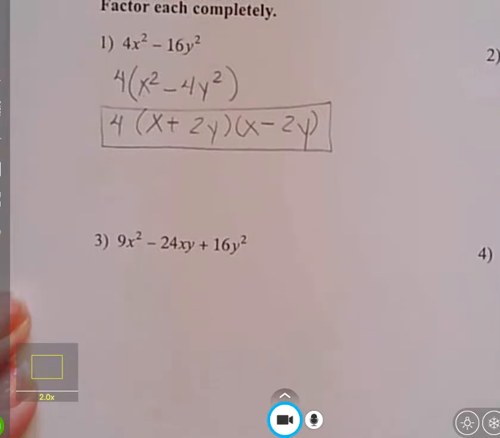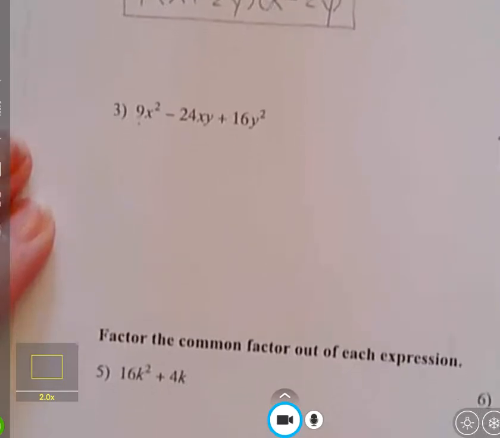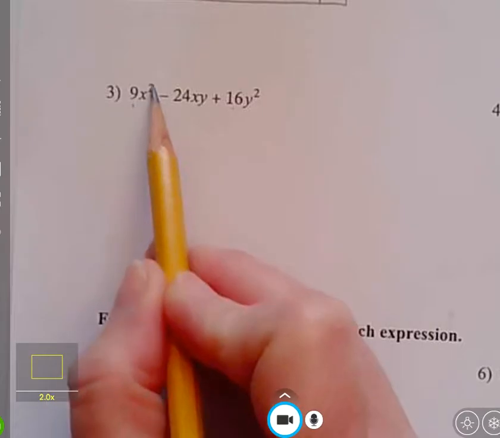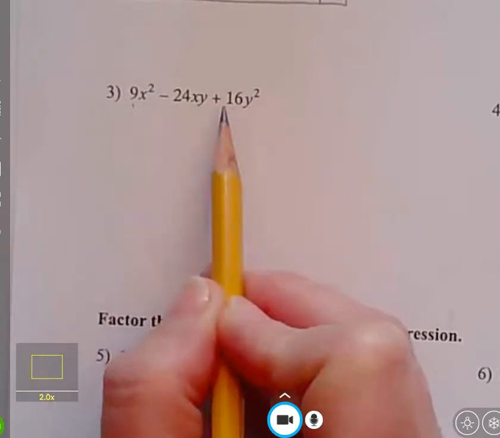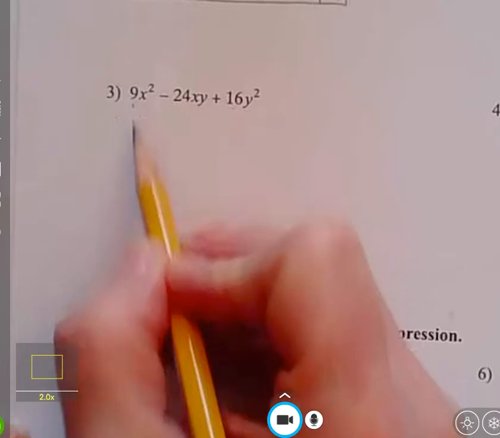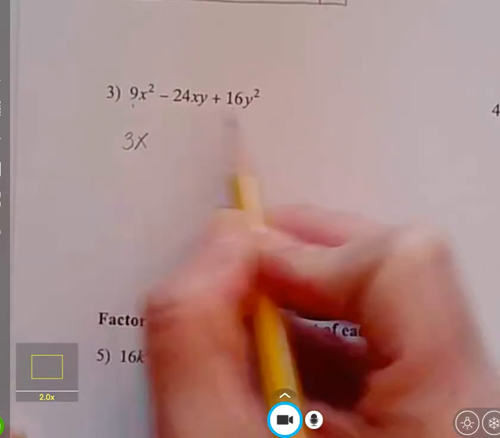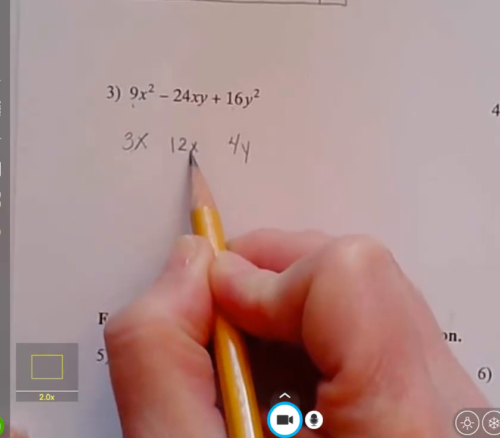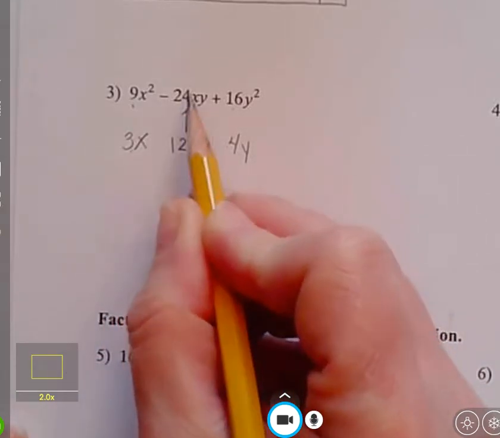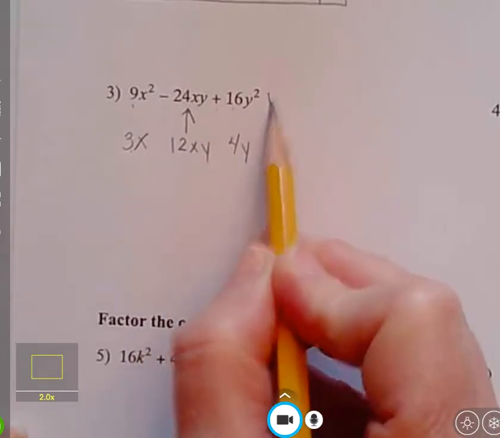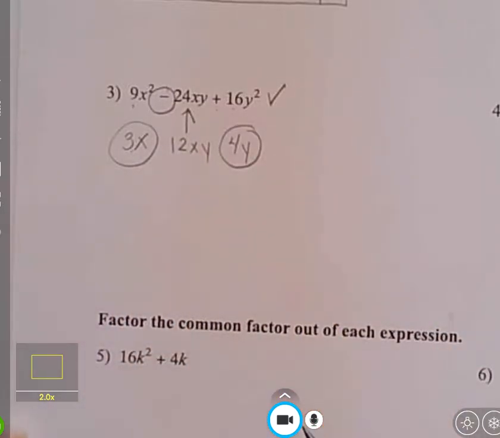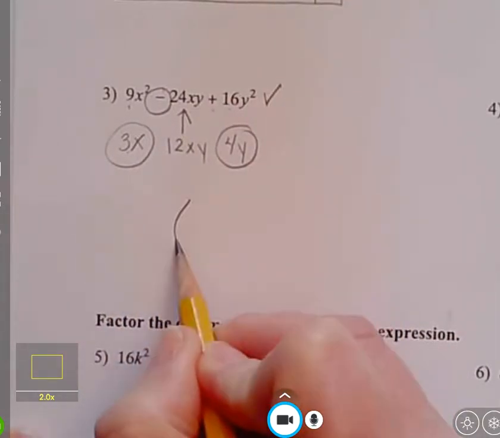Here's number 3. Something common? Nope, nothing common to any of these guys. So now what I'm going to do is count my terms. 1, 2, 3. It's a trinomial with a coefficient, but I'm noticing both of these terms in the front and back are perfect squares. So square root of the front, 3x. Square root of the back, 4y. Multiply them together, 12xy, and if I double the 12, yep, it's 24, and that's a plus, so it's going to work. 3x minus 4y squared is going to be your factored terms.